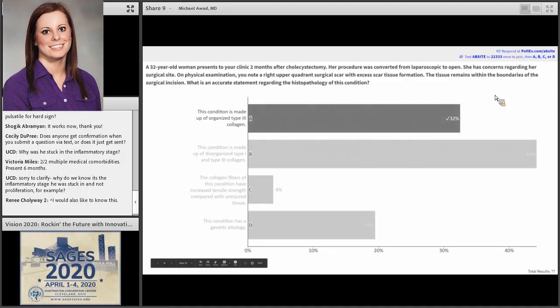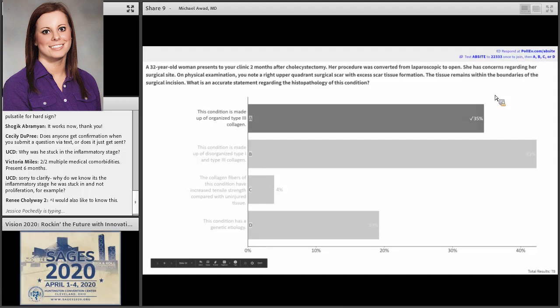A hypertrophic scar is made up of organized type 3 collagen, and over the course of time, it kind of resolves on its own. A keloid scar is made up of disorganized type 1 and type 3 collagen, which is answer B, which is what a lot of you put. A keloid has a genetic basis, while a hypertrophic scar does not. And all scars in general have decreased tensile strength compared to uninjured tissue.